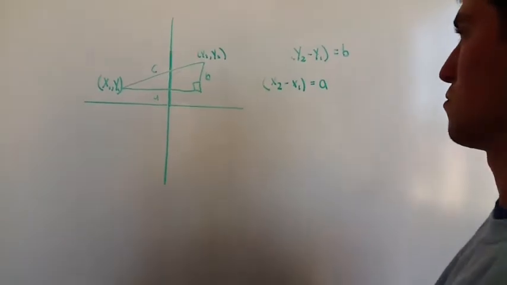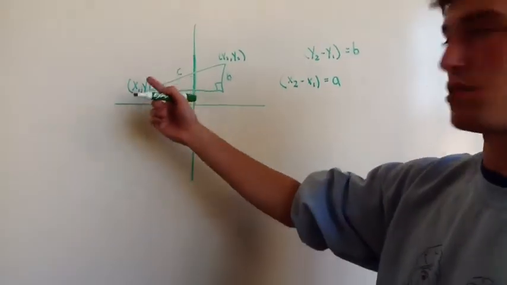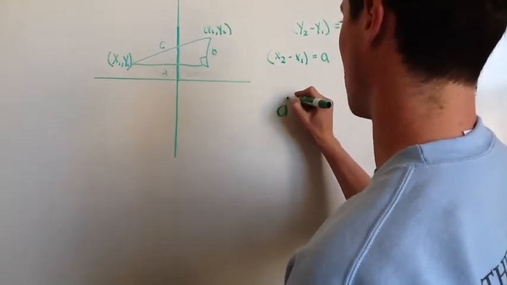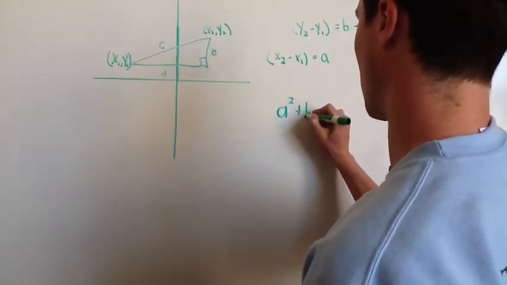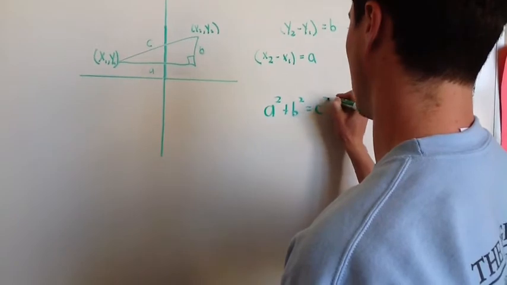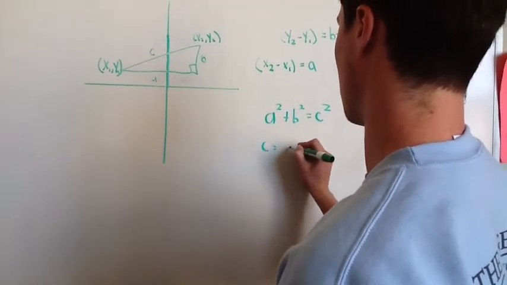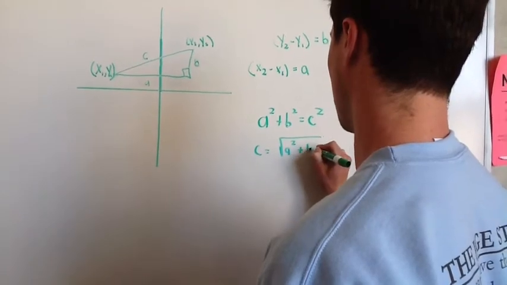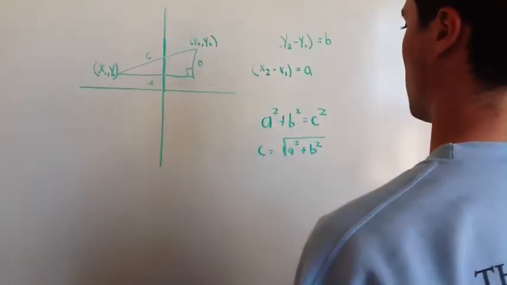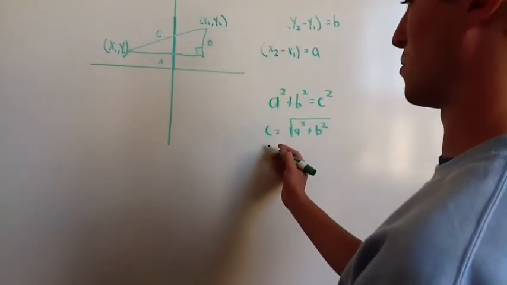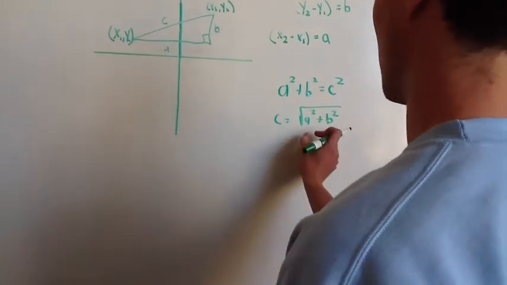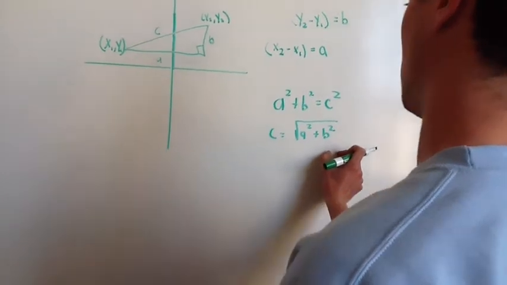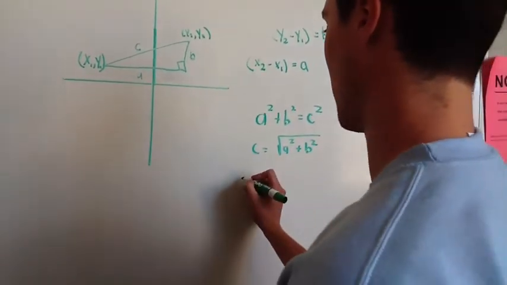And so usually we would use the Pythagorean theorem to find the hypotenuse. So we can go ahead and set that up. The Pythagorean theorem, as we know, is a squared plus b squared equals c squared. So we know that c equals the square root of a squared plus b squared. Now, continuing this, we notice that this is very similar to the distance formula, which is the square root of x2 minus x1 squared plus y2 minus y1 squared. So we can just write that down here.